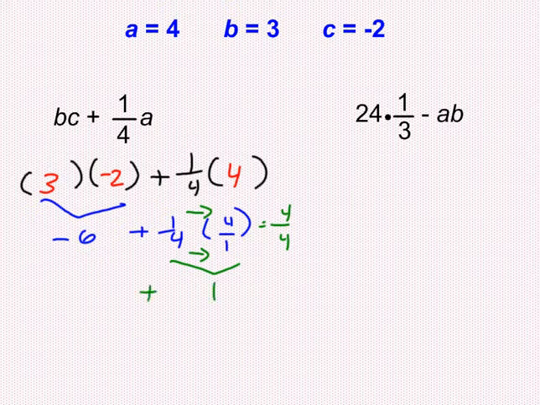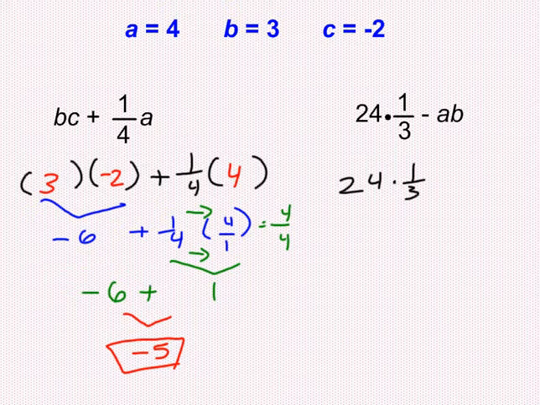A fraction is what type of problem? A fraction is a division problem, so now I divide. 4 divided by 4 gives me 1. And I rewrite the rest of my expression. For my last step, negative 6 plus 1 gives me negative 5.